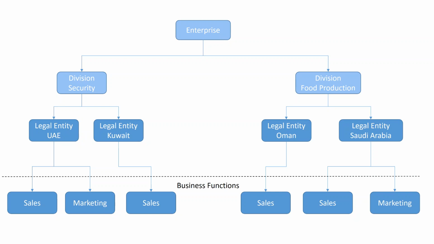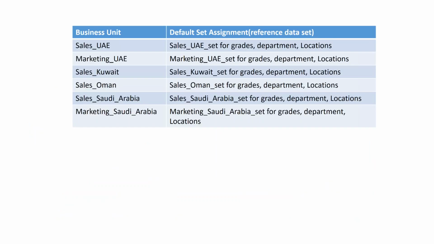I'll go to another slide where it will be more clear how the business unit name and the reference data set names are linked. In this table, the first column shows the business unit names, and the second column the generated reference data set names. This is the reference data set, sales UAE set. It is applicable for grade, department, locations, and job.